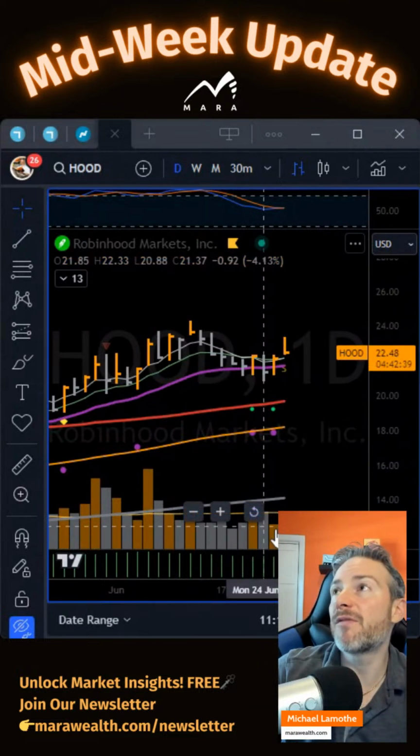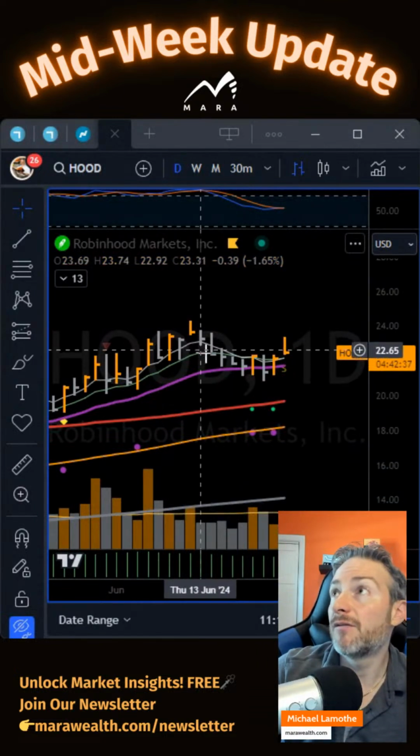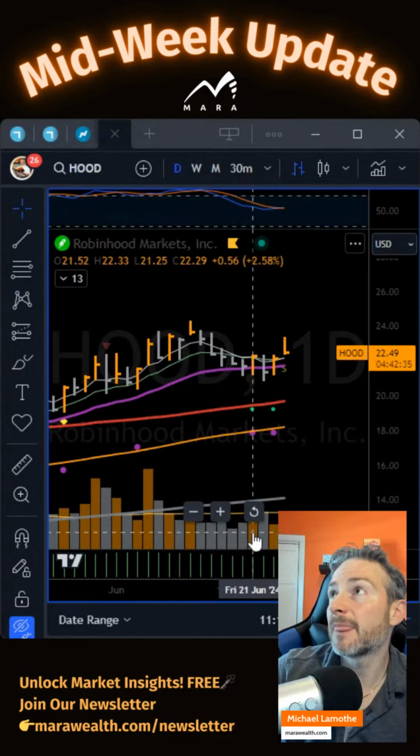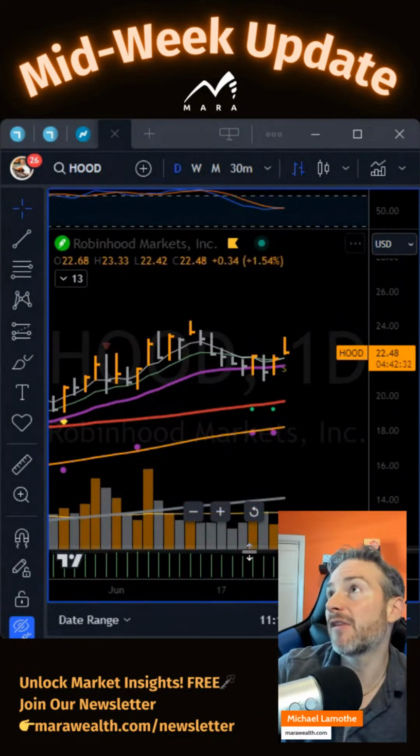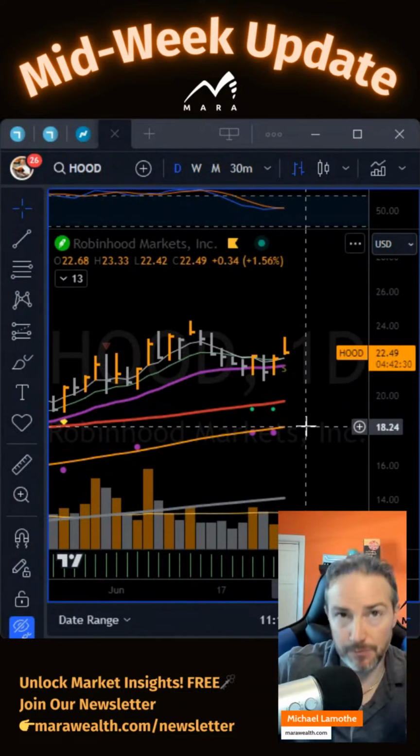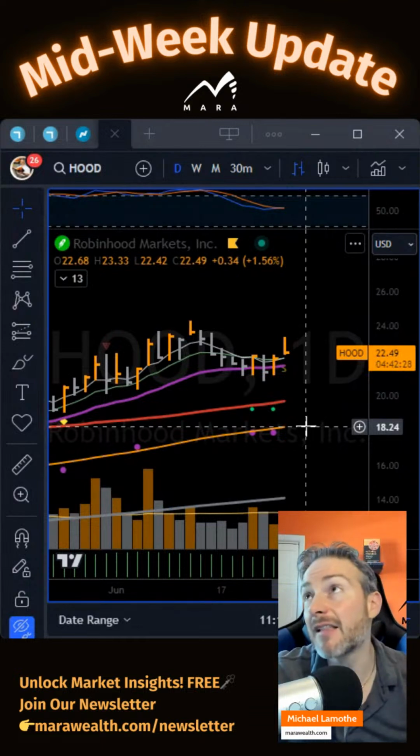The volume profile on this one was good as well. Volume was drying up as price was pulling back. As price started to rebound, uptick in volume, that's exactly what you want to see.